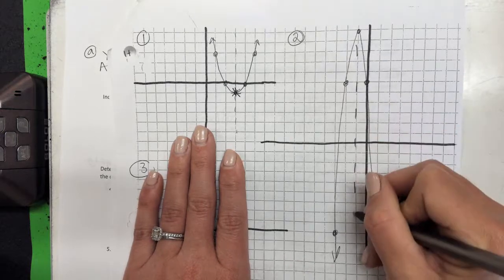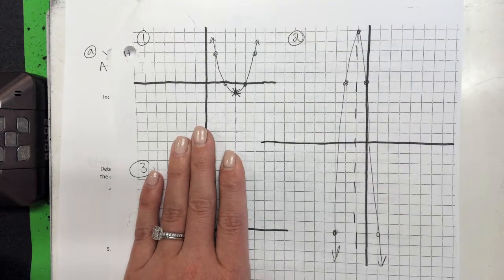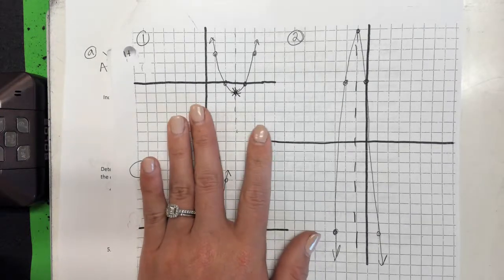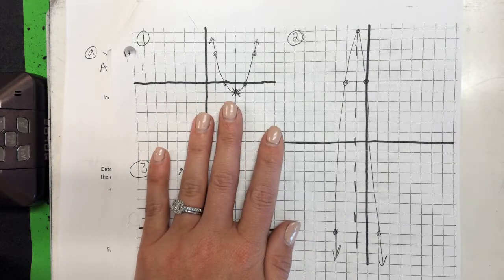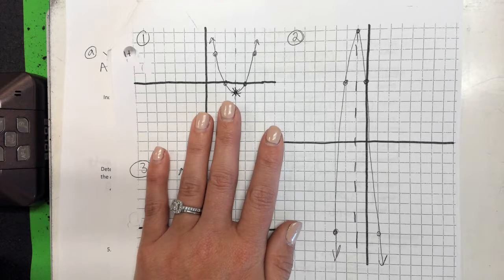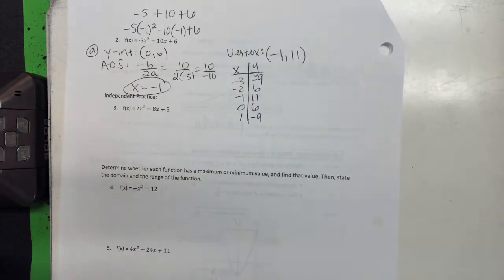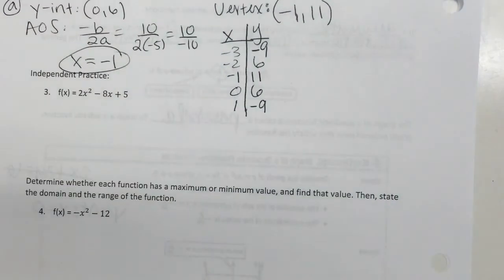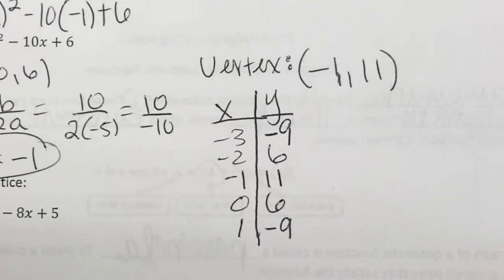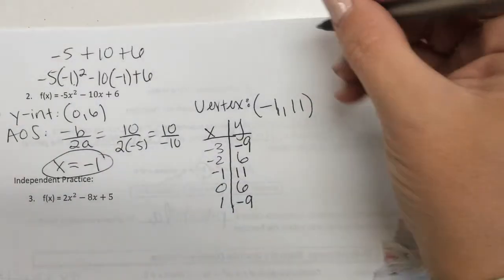And then my graph's up here if you want to compare what yours looks like. Is everybody done with the graphing part? Cool. Does this one have a min or max? Yes. This one has a max. Of what?